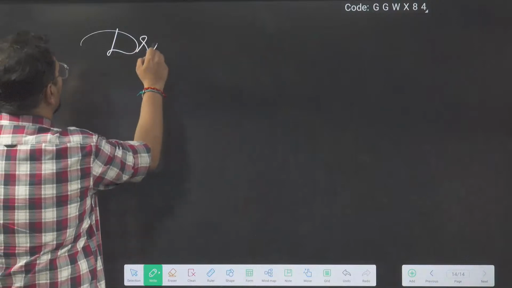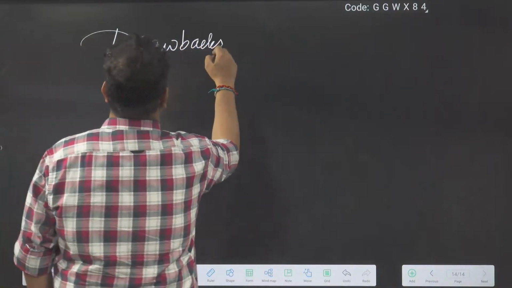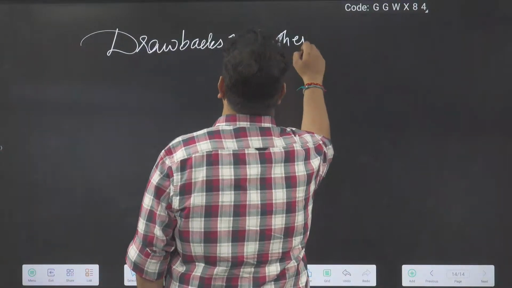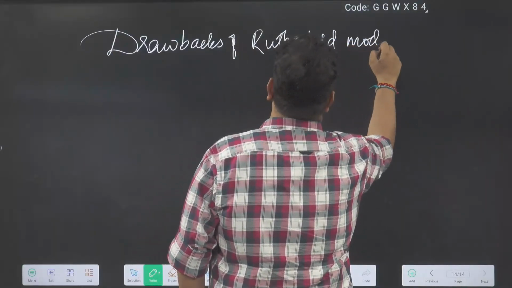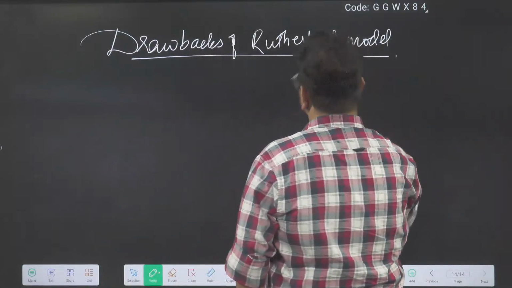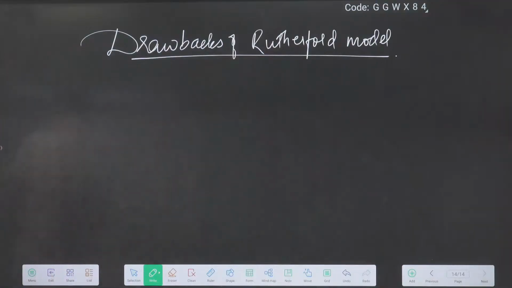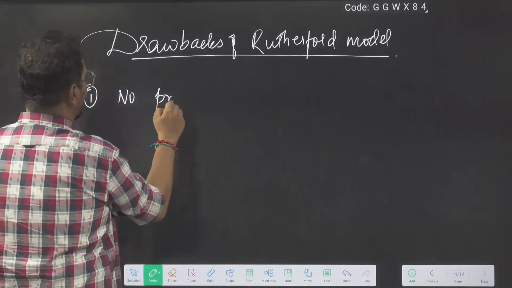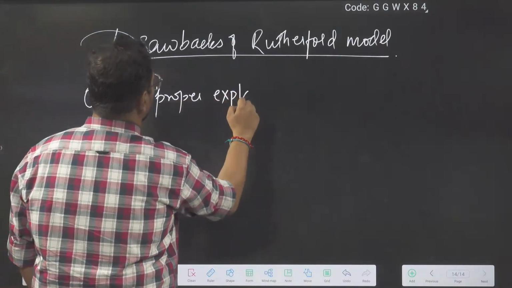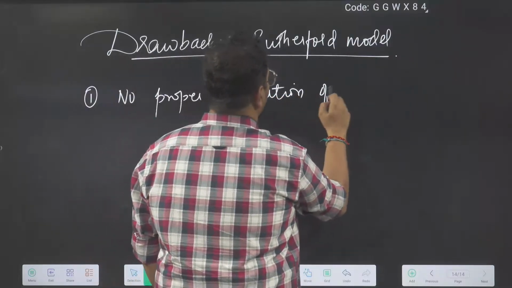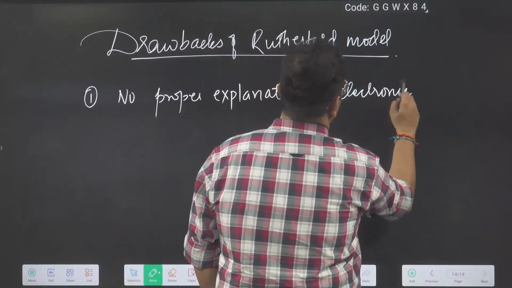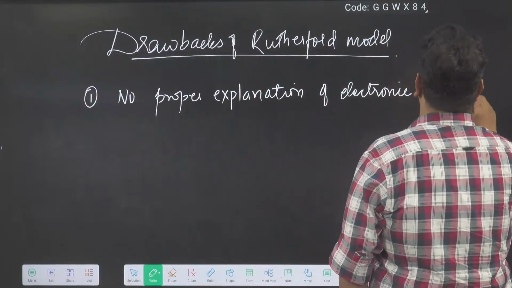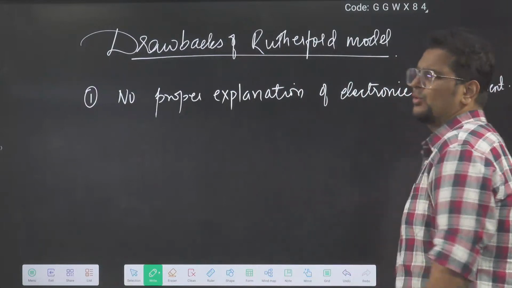Coming to the last part of the lecture, as I said, I will tell you the drawbacks of the Rutherford model. I said I will tell at the last. So now here we are. Drawbacks of Rutherford's model. Number one, simple drawback: no proper explanation of electronic arrangement. Rutherford has no idea about how the electrons are arranged around the nucleus.